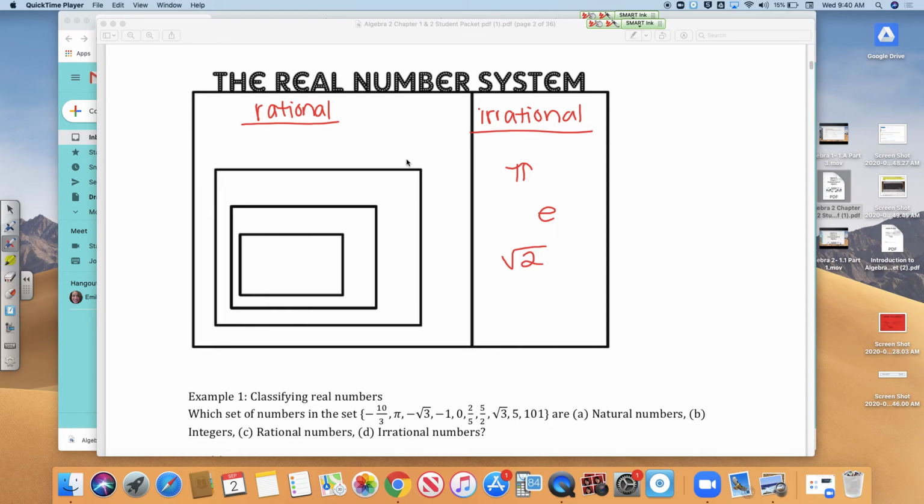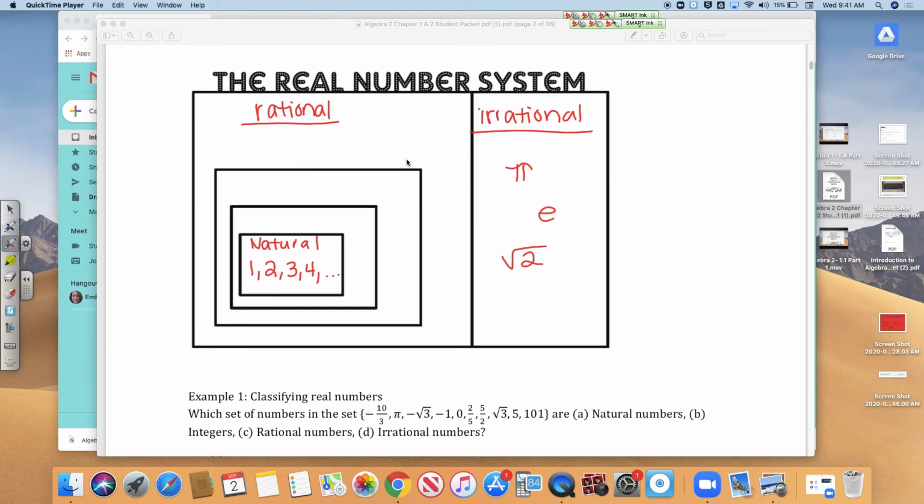So if I go backwards actually and start in the very middle here, the natural numbers are in the center. So this is going to be the natural numbers. All right. So natural numbers are numbers that you can count on your fingers. So we start here with 1, 2, 3, 4, and this goes on forever to positive infinity. Those are your natural numbers.